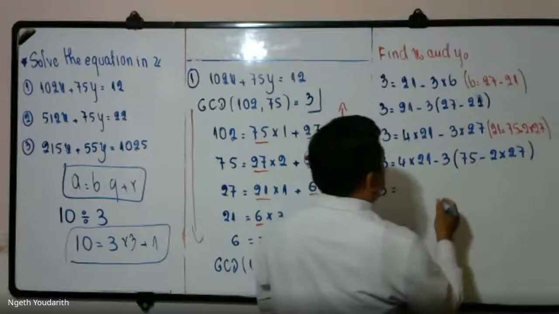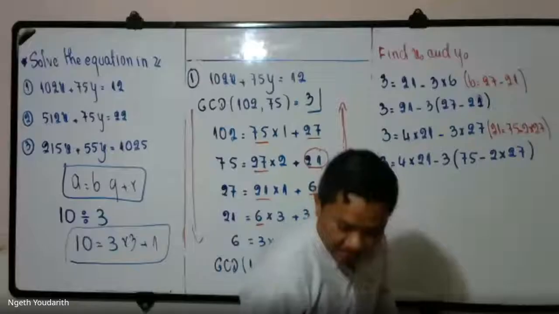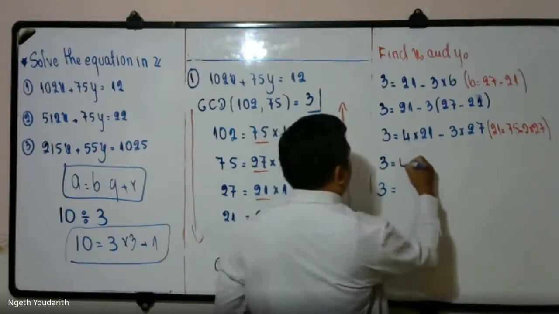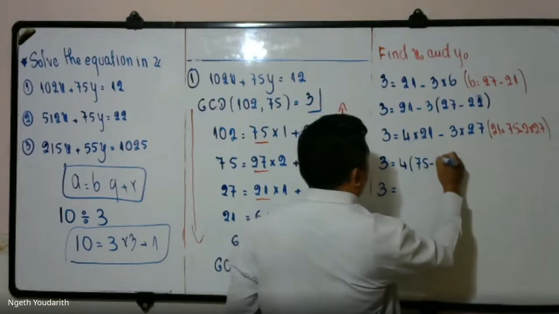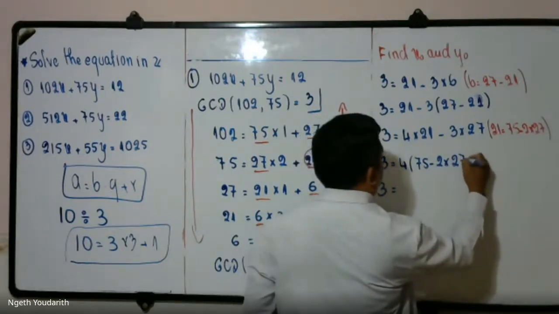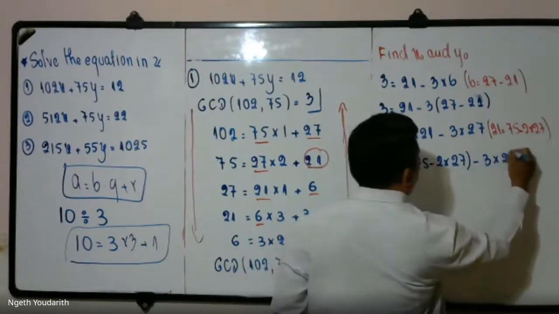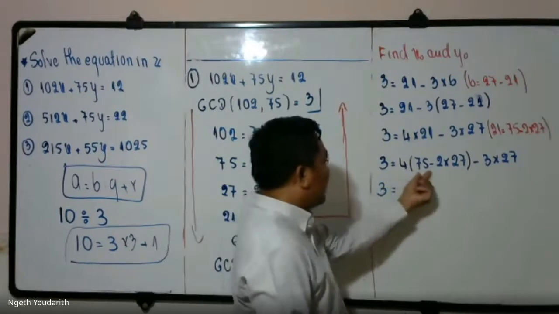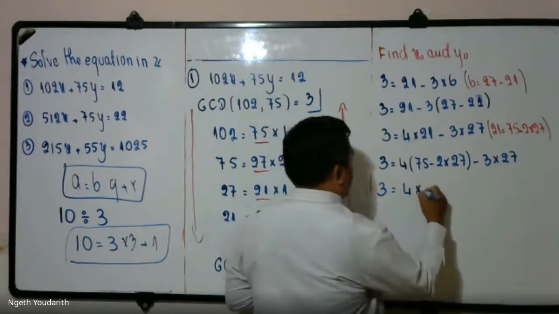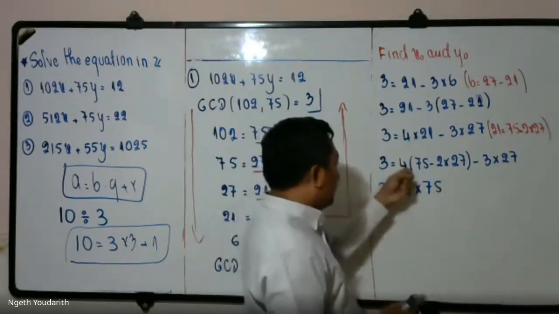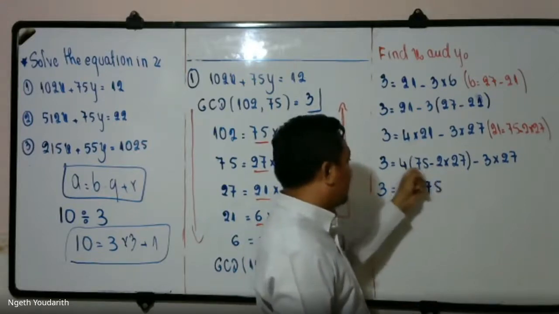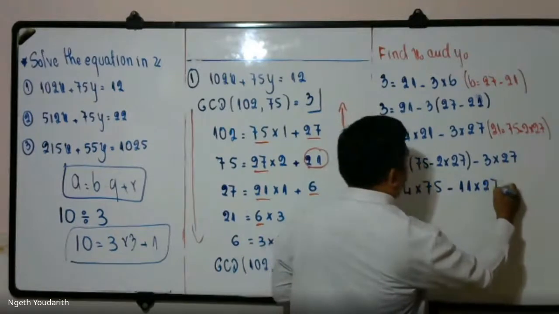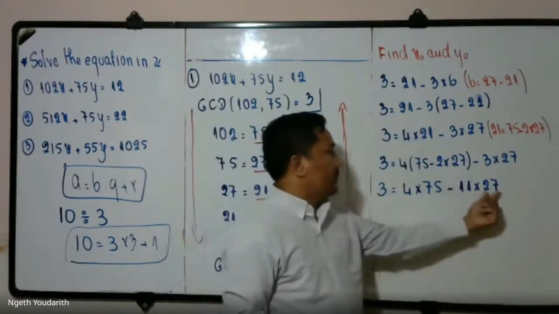Teacher, excuse me, teacher. Yeah, that's 21, it's not 27. So in 21, we write 4 multiplied by 75 minus 2 multiplied by 27, and minus 3 multiplied by 27. It's okay in this one. And then we multiply 4 with 75. So we get 4 multiplied by 75. When we multiply with minus 2, we get minus 8. Minus 8 and minus 3 is minus 11 of 27.